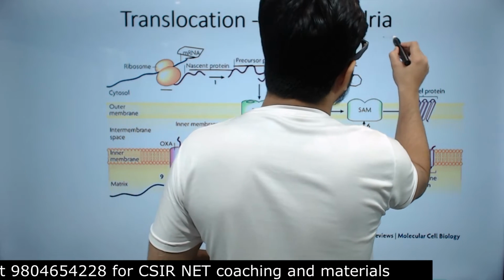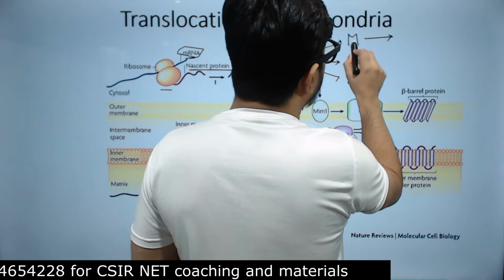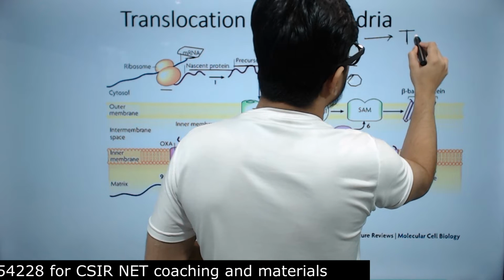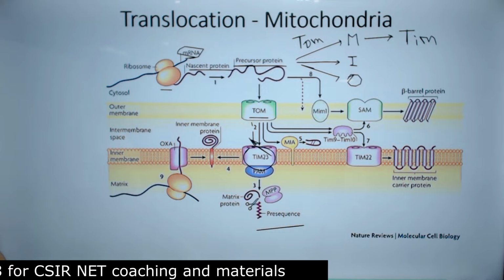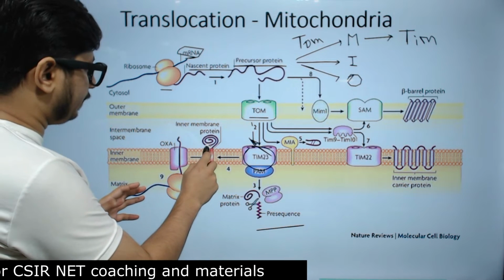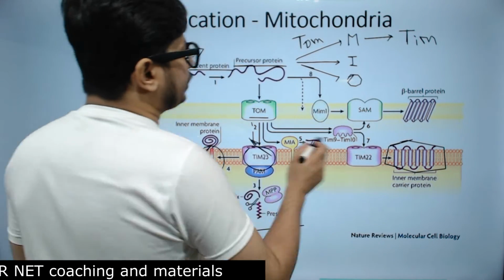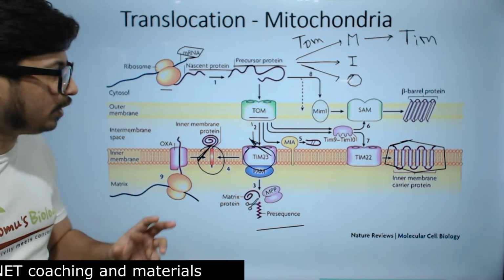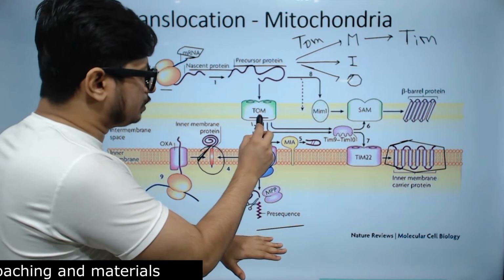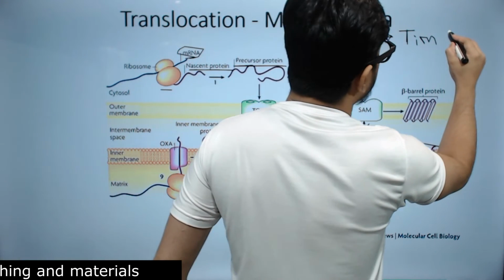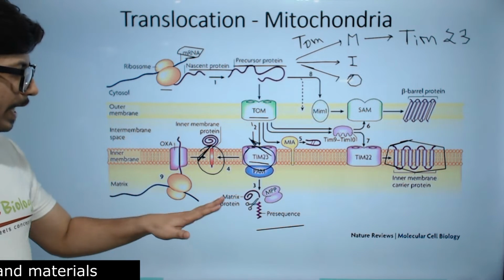TOM is obviously there for all these three, but if you deliver to the matrix we need TIM. So TIM is needed along with TOM to deliver the protein into the matrix. Now if you want to deliver protein into the inner membrane of mitochondria, like this one or like this one, what else will we use? We'll use TIM22. So in case of direct transfer of the protein from the cytosol into the matrix of the mitochondria, TOM is used, then TIM23 is used. So you write TIM23. TIM23 is used.